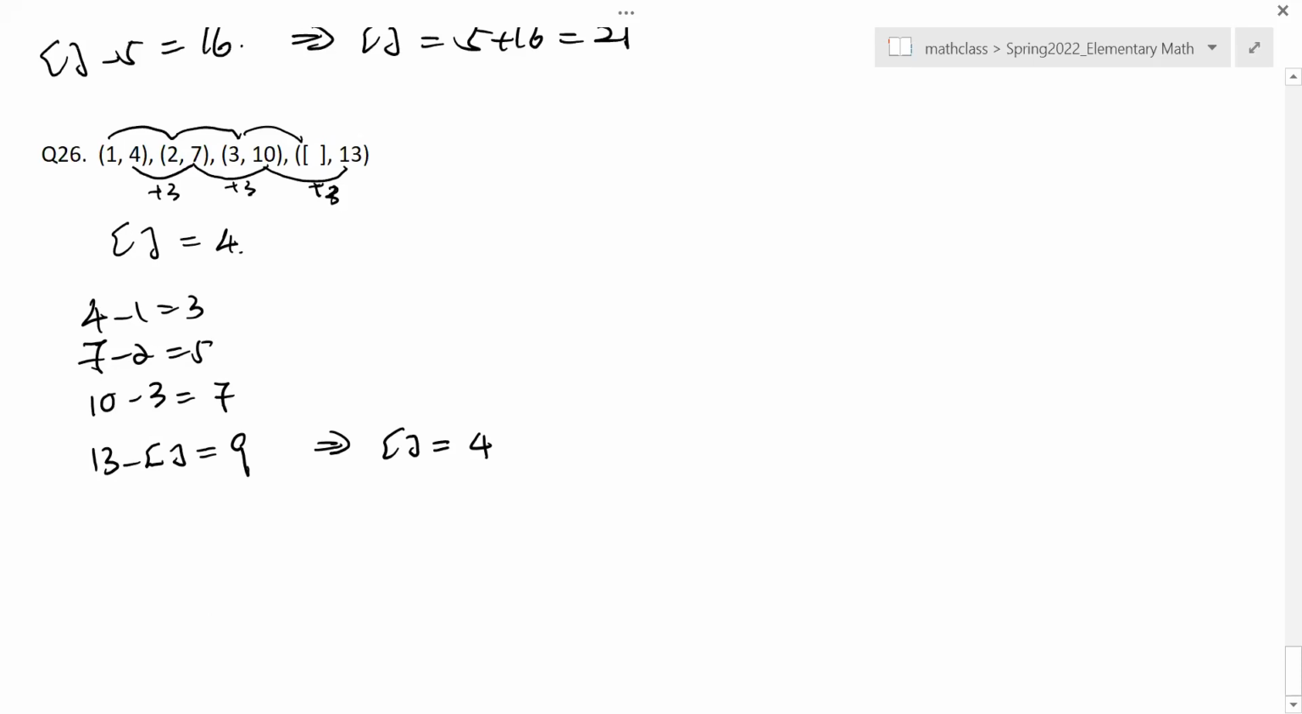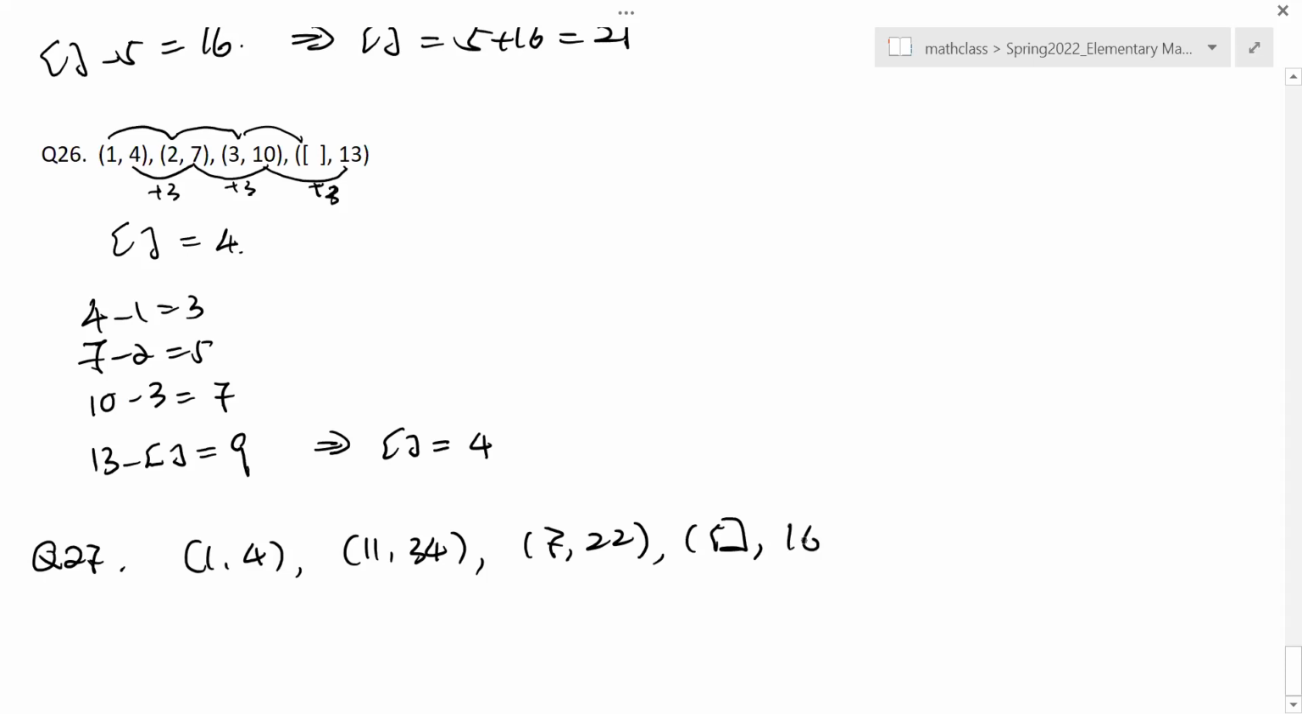All right, so I'm going to add another problem here. This is a little bit difficult. I'm going to put number Q27. Here's 1, 4, 11, 34, 7, 22, and unknown number, and 16. Okay, let's figure it out.